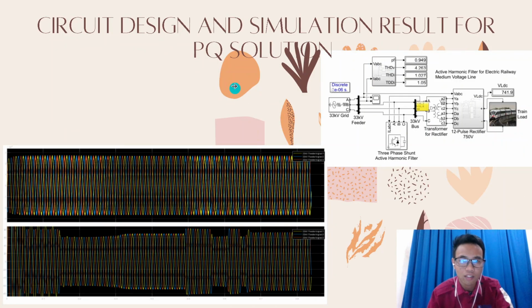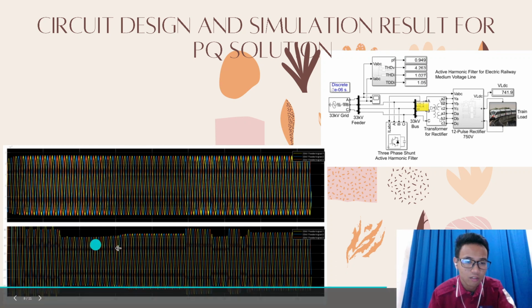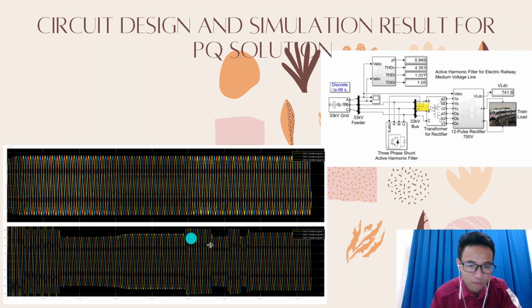this is the circuit design and the simulation result for the PQ solution. On the left side of this slide, you can see the data of the result for the PQ solution. There are changes in the waveform, where the edge of the waveform is smooth and not edgy. This is the design. As you can see here, there is a three-phase shunt active harmonic filter connected to the bus.